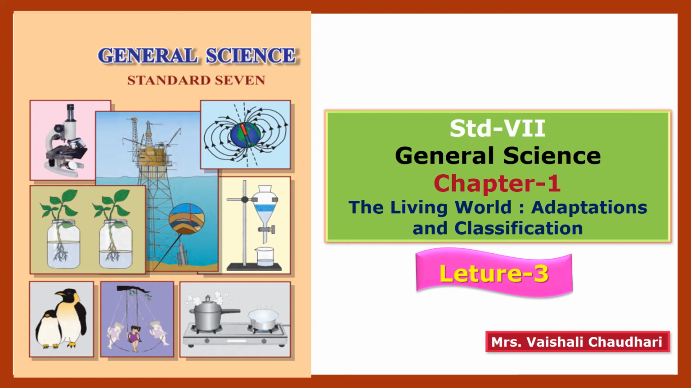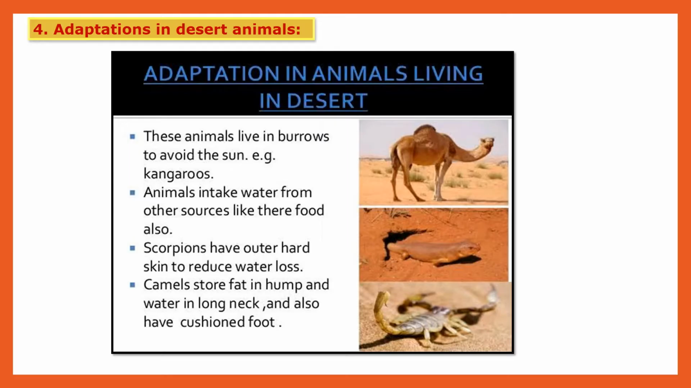Today we are going to see the remaining part of chapter number 1, the living world: adaptations and classification. Now, children, in the last class we have seen adaptations in aquatic animals, adaptations in amphibians, and adaptations in forest and grassland animals. In today's class we are going to see some more adaptations in animals. So the fourth adaptation is adaptation in desert animals.